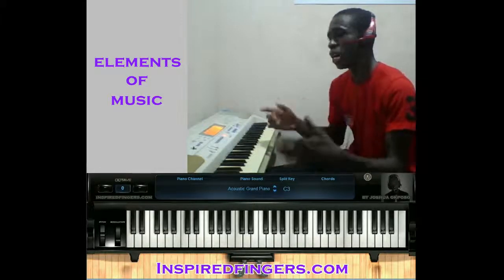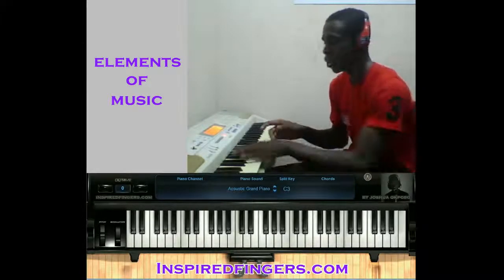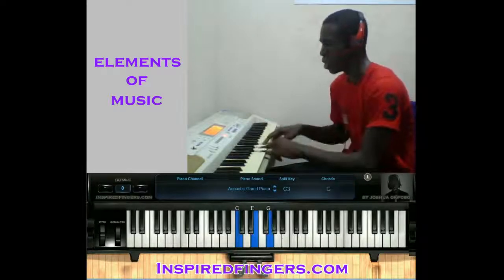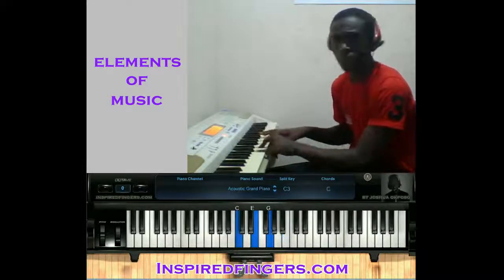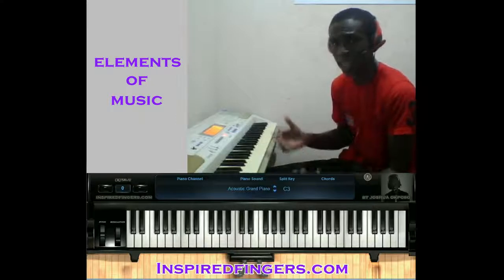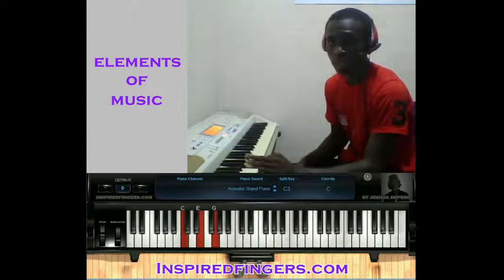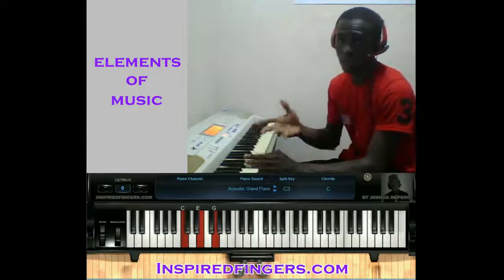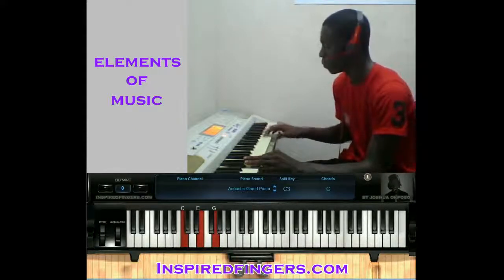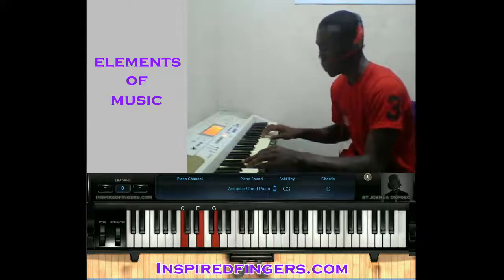So the place of harmony: you have to understand how notes come together well to create nice sounding harmony. And most times we'll be playing the harmony, that's the chords, with our left hand, while we're playing the melody with our right hand.